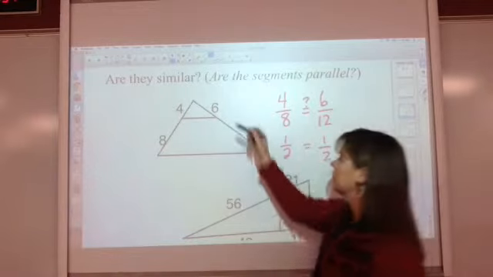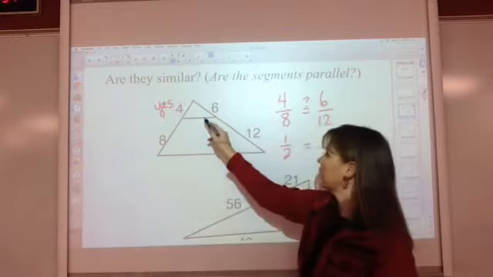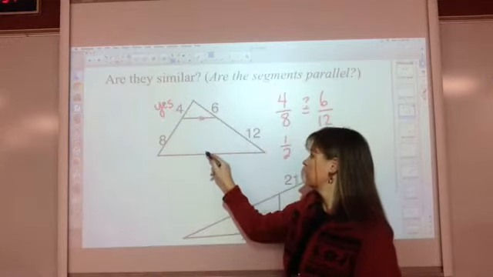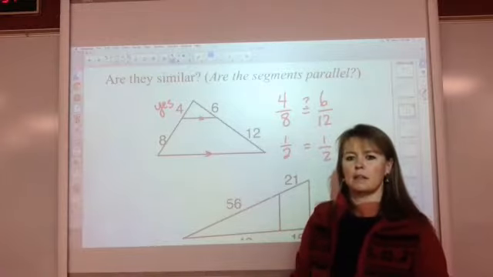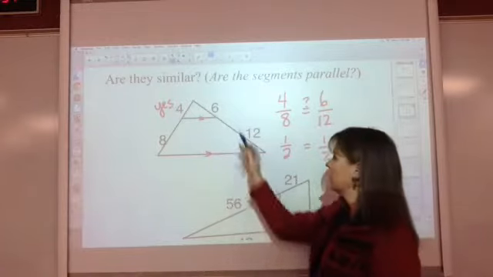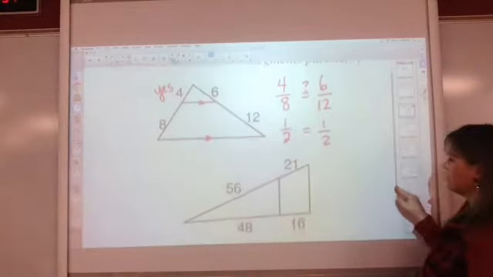Are they similar? Yes. Are the segments parallel? Yes. Because it said if it divides them proportionally, then the segments are parallel. So, yes, they're similar, and yes, they are parallel.